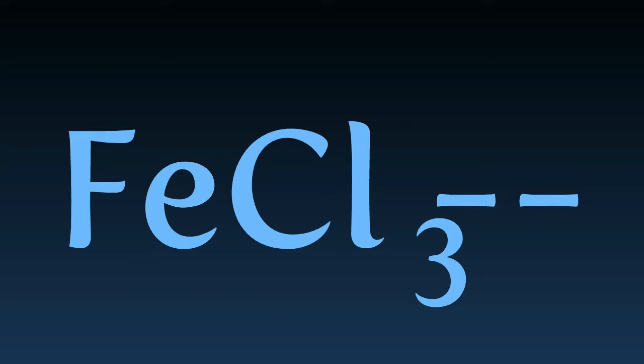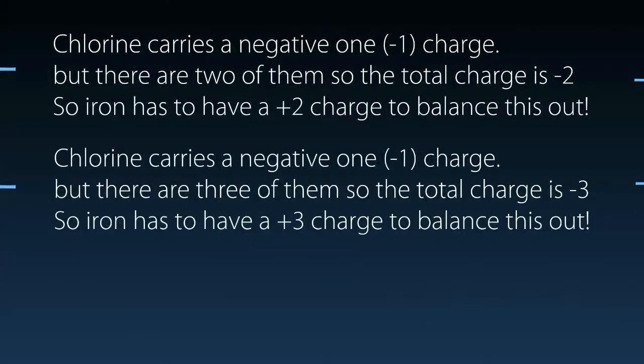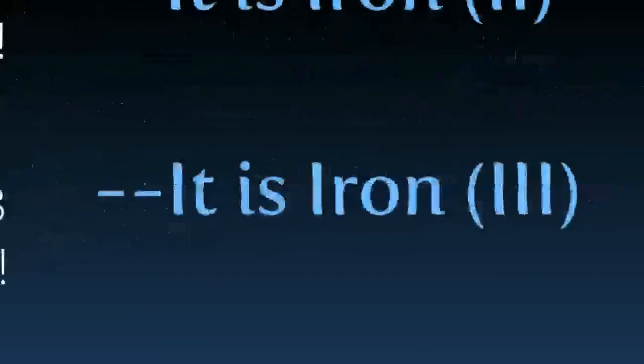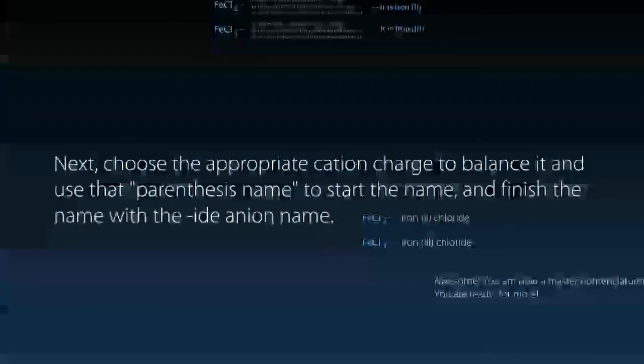Now let's look at this one. We have chlorine, but there's three of them this time instead of two. So that tells me, well, each chlorine's -1 times 3 is -3. So in this case, our iron has to have a +3 charge in order to make that all balance out. So this is iron 3. Again, notice how I use parentheses around my Roman numerals here to designate what iron this is.